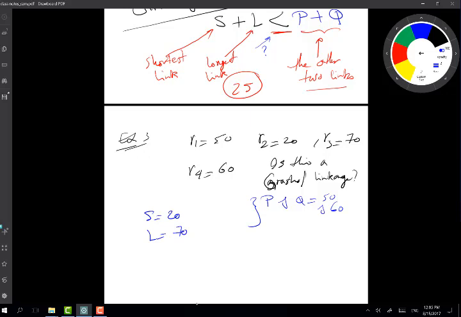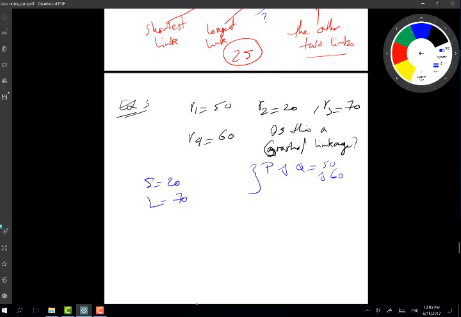But really S should be defined and L should be defined. The other two are not important. That's why I didn't say P was 50 or 60 or whatever. Just the other two, and that's what matters to us. So I have now 20 plus 70 on one side, the other two 50 plus 60 on the other, and that's okay. So my linkage is going to be a Grashof one.